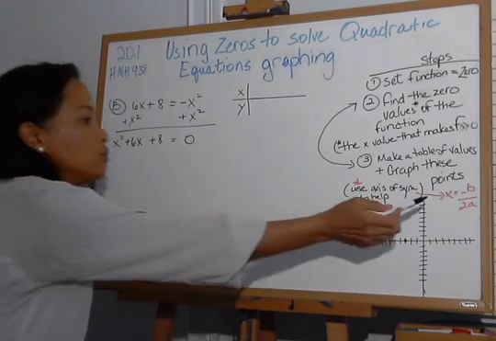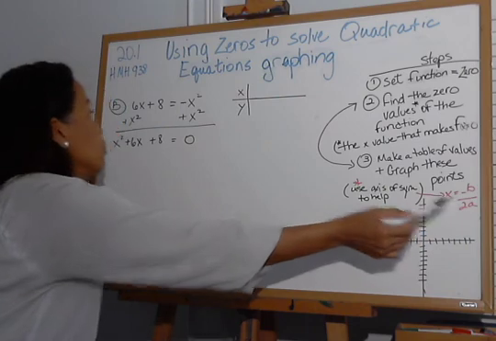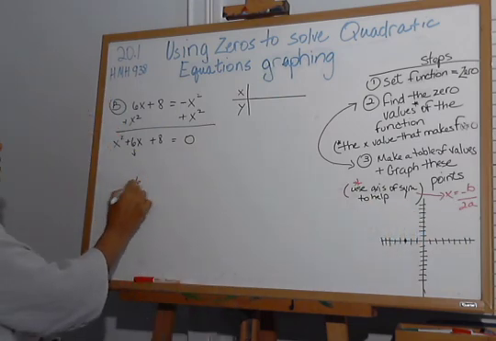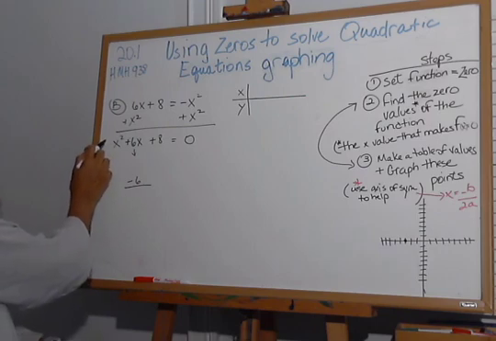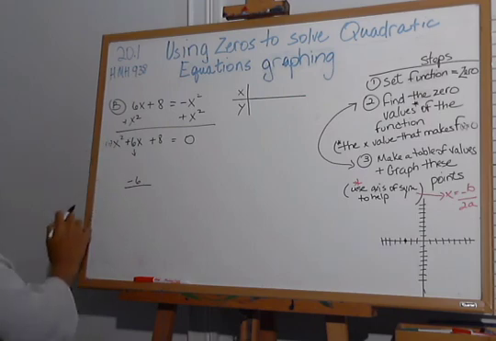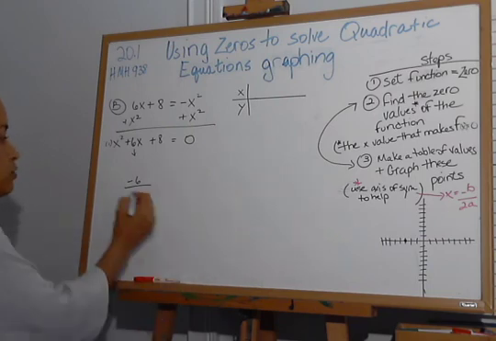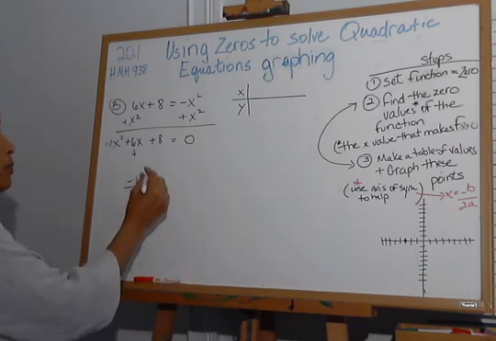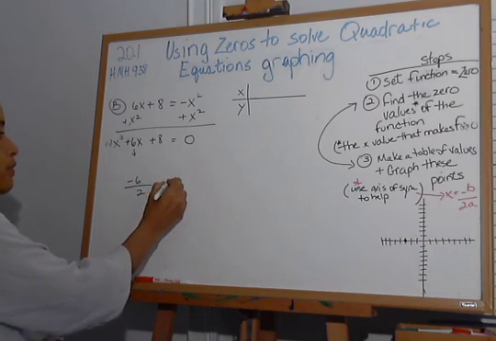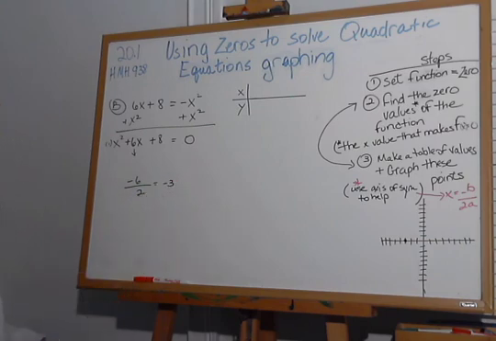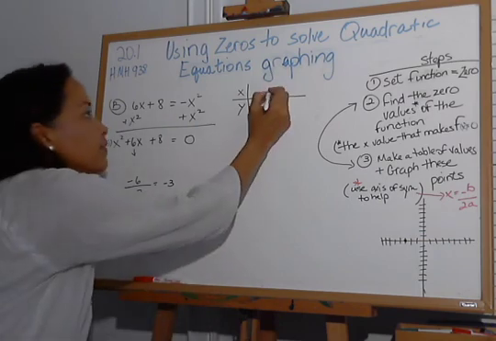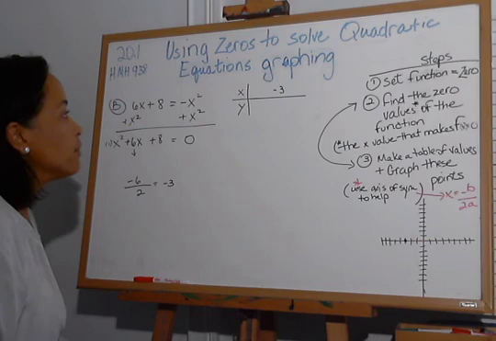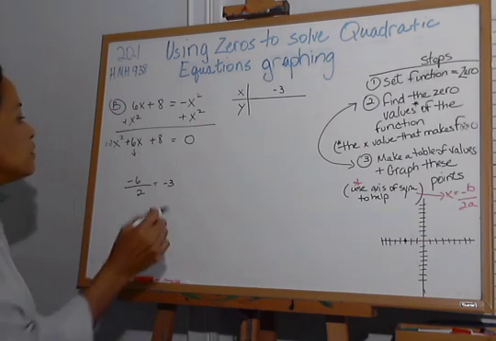So I have to do negative b over 2a. Well, my b here is 6, so negative 6. And my a is an understood 1. There's no number, so I know it's 1. So 2a, 2 times 1 is 2. So my axis of symmetry point is negative 3. So I know that if x is negative 3, I need to find the y to know where my minimum is. So I'm going to just plug it into the equation.